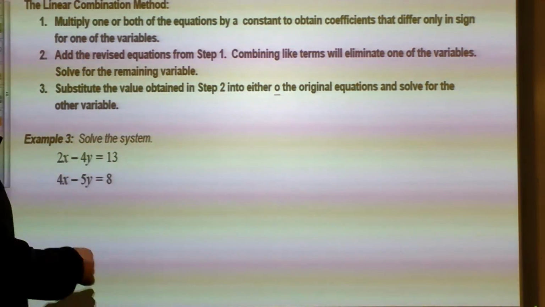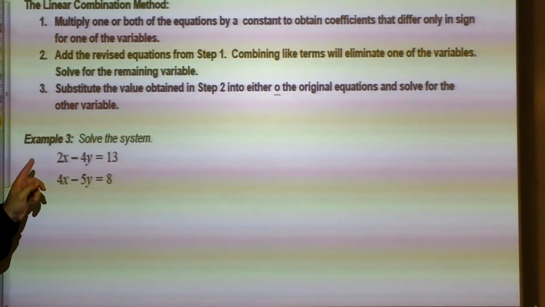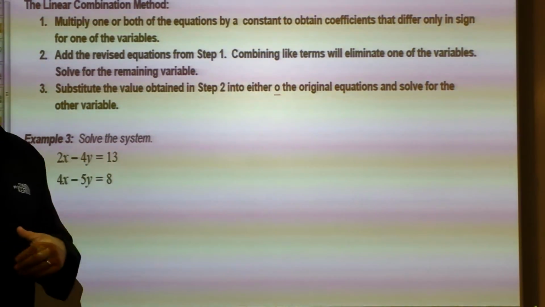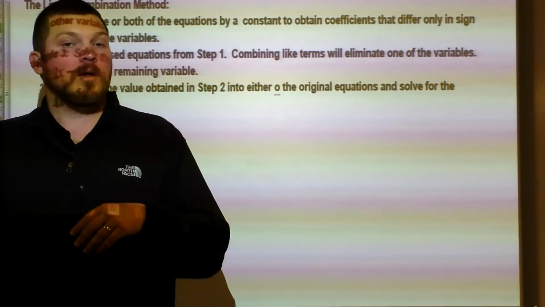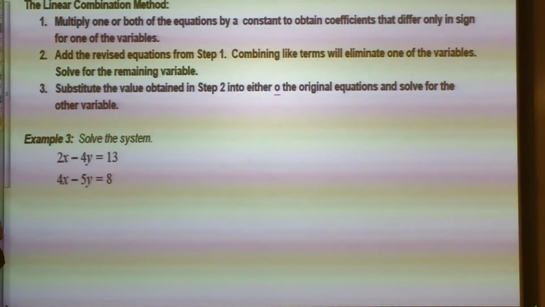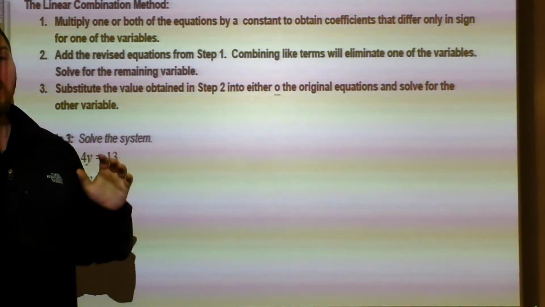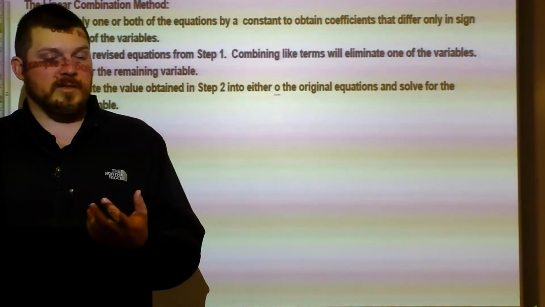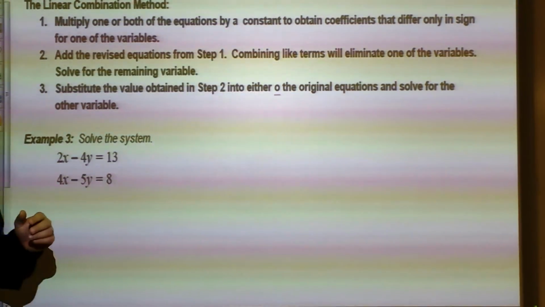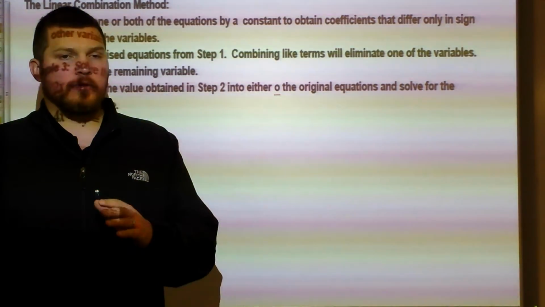So again, that's kind of complicated when you just try to explain it in words, so let's actually do an example. In this particular example, we're solving the system 2x minus 4y equals 13 and 4x minus 5y equals 8. I have two equations and two variables, so I'm either going to have one solution, no solutions, or infinite solutions. Okay, so let's find out. We're focusing on the elimination method. First, you need to pick what variable you want to eliminate. I want to eliminate, let's say, the x's.